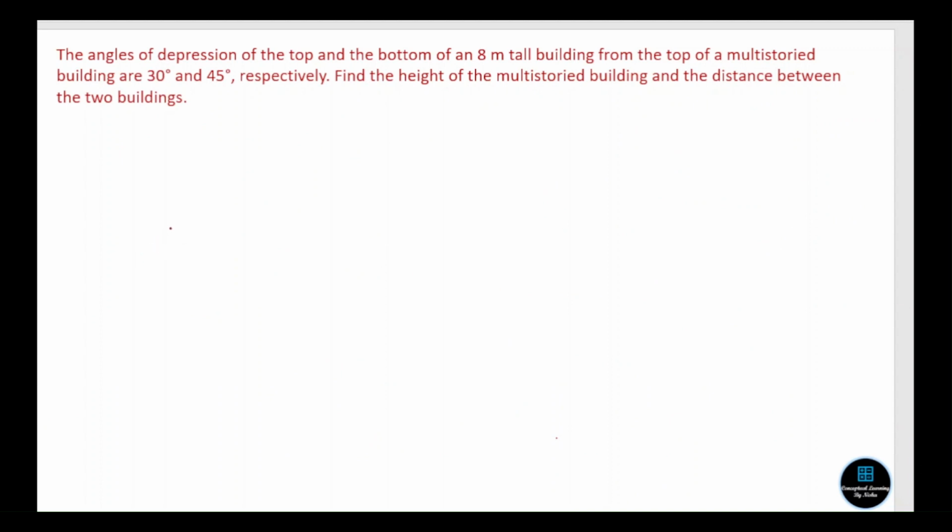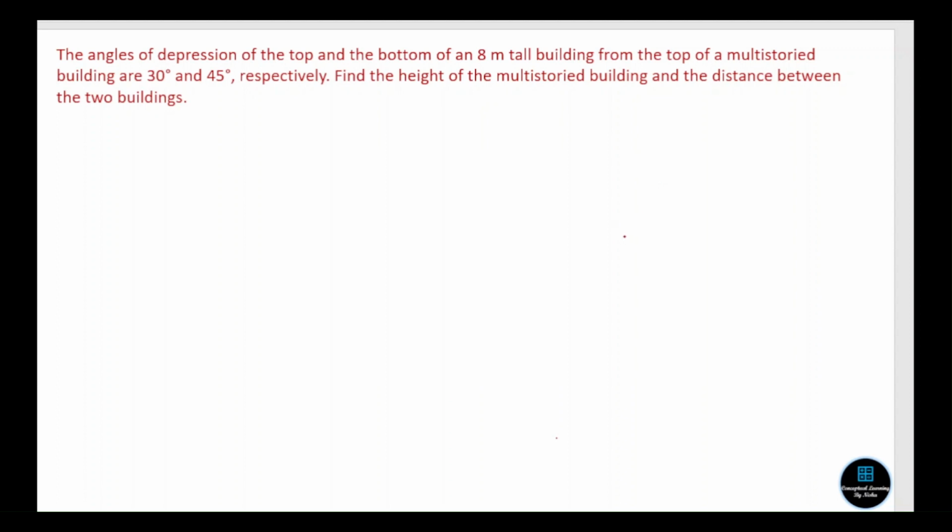Alright. Now, the angle of depression of the top and the bottom of an 8-meter tall building from the top of a multi-storied building is 30 degree and 45 degree respectively. Find the height of the multi-storied building. Alright, and we have to find the distance between the two buildings also. Now a common question. Students are asking me, ma'am, which is the taller building? So see how to understand this. We know that one is shorter and one is taller.